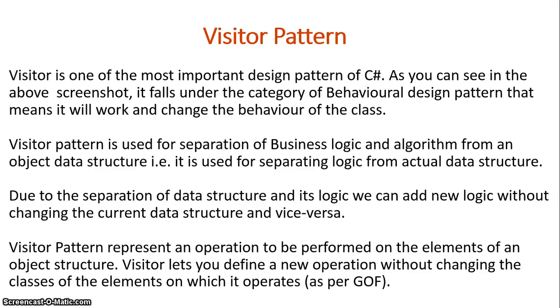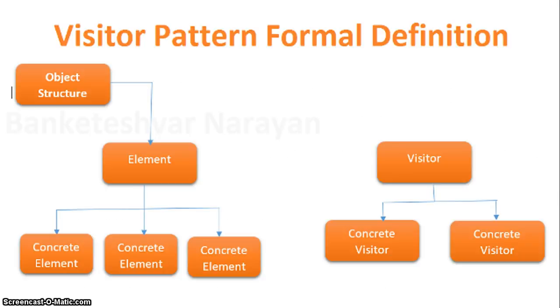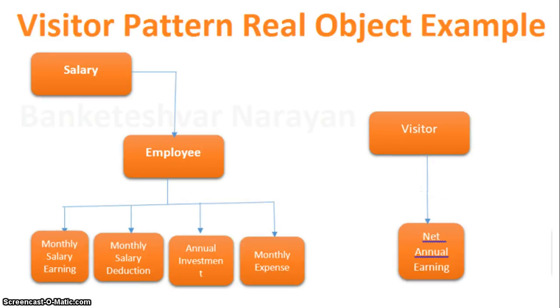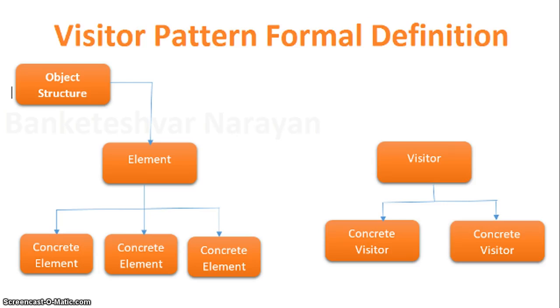Visitor pattern is used for separating business logic and algorithm from an object data structure. That is, we will write the data structure separately and its algorithm for business logic separately, so that if the data structure is changed, then there should not be a change in visitor logic, and if a visitor is changed, then there should not be a change in data. The formal definition of the visitor pattern includes object structure, element and concrete element, and visitor and concrete visitor.